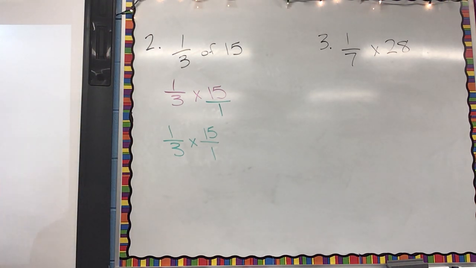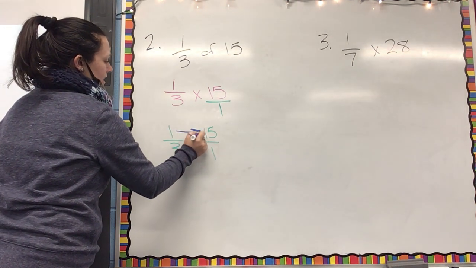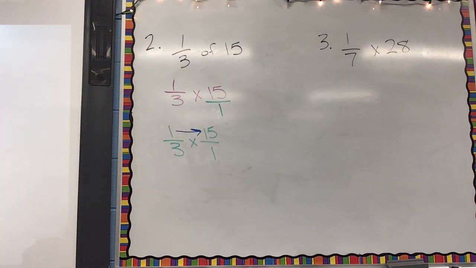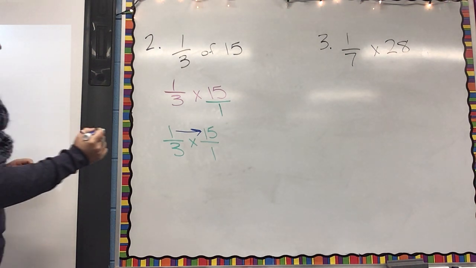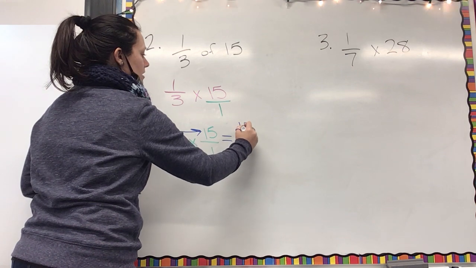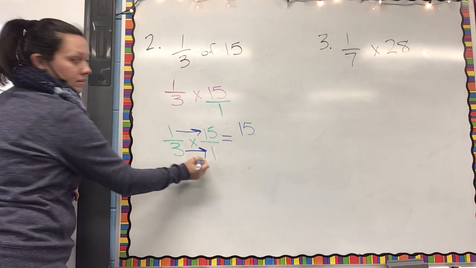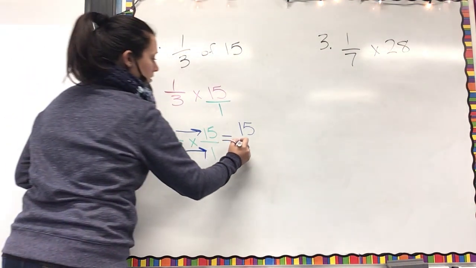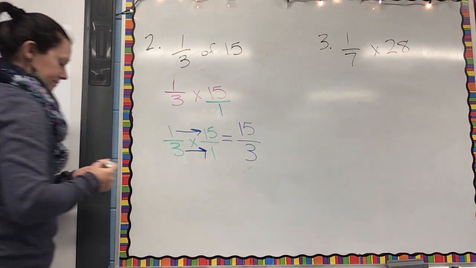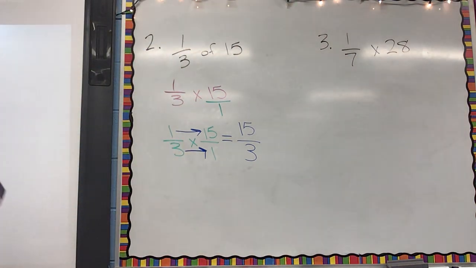What's my next step here, Malia? We do 1 times 5. 1 times what? 15. Good, 1 times 15. I'm multiplying across. Mental math, you're giving us some easy numbers here. What do I have then as my numerator? 15. My denominator then is going to be what? 3. Am I done? No. Why am I not done? Because it's improper. I have to fix that.